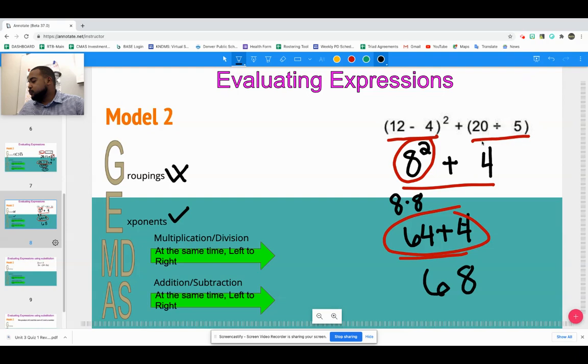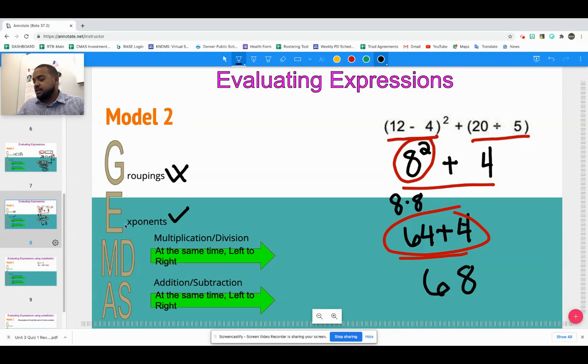Okay, I need to do my 2 groupings. I did my 2 groupings, have a new expression, 8 squared plus 4, go back to my order of operations. What do I need to do next? I need to do the exponent next. Circled it, did my math, got 64, rewrote everything that I didn't use, 64 plus 4, go back to my order of operations, check again.